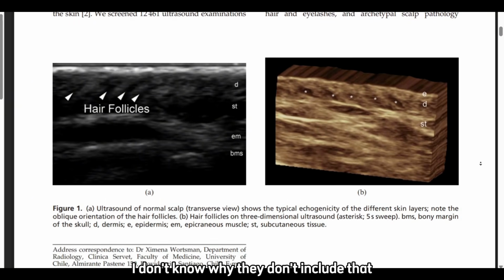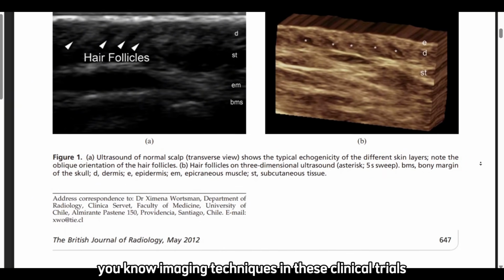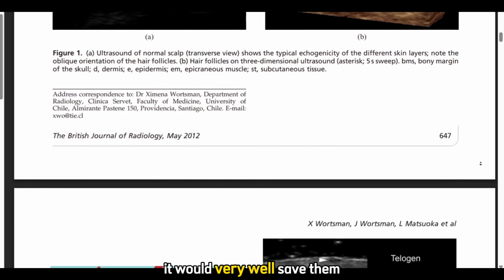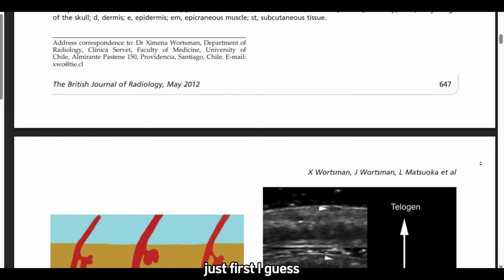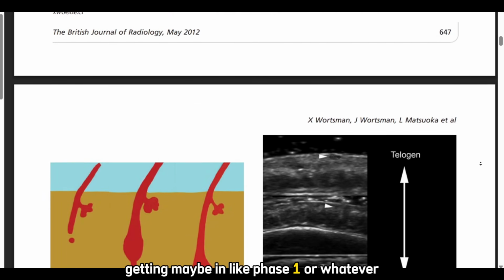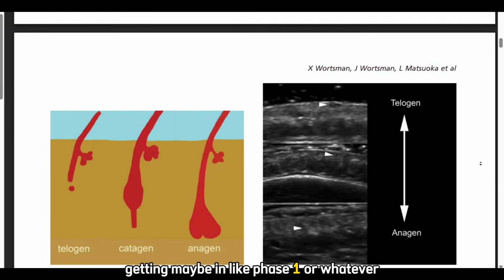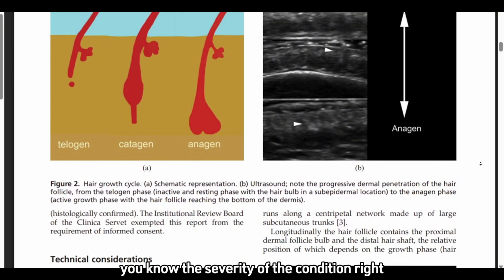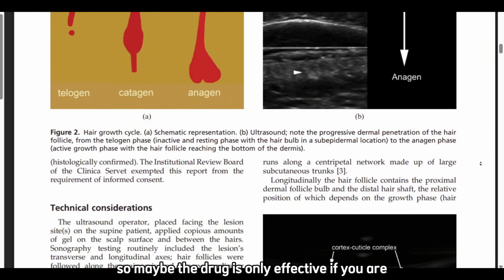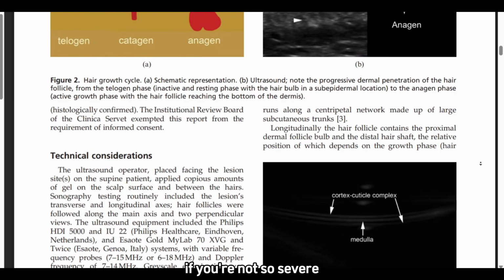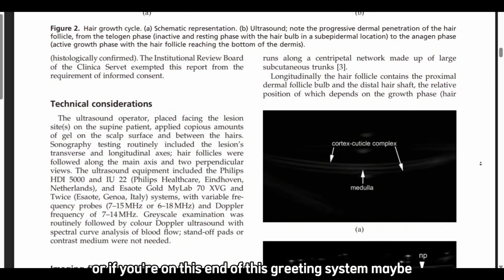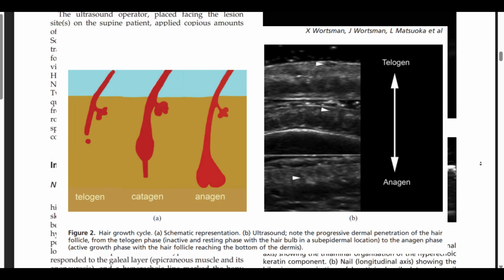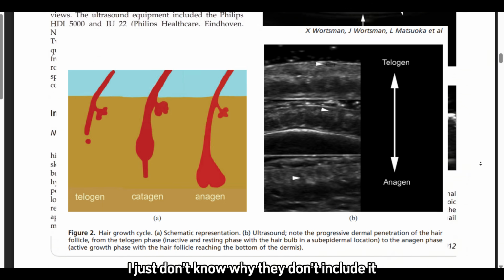I don't know why they don't include imaging techniques in these clinical trials for dermatological conditions. It would very well save them millions. Just first, maybe in phase one or whatever, getting some sort of understanding about the severity of the condition, right? So maybe the drug is only effective if you're not so severe, or if you're on this end of this grading system. Maybe that could be the reality of the situation, right? I just don't know why they don't include it.